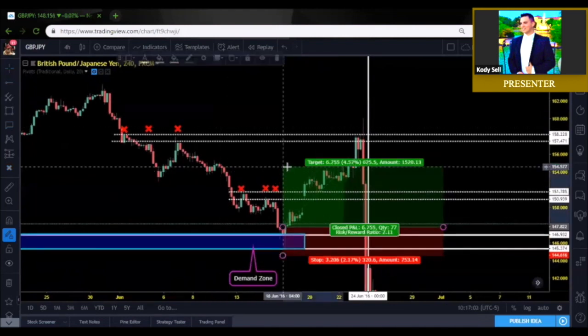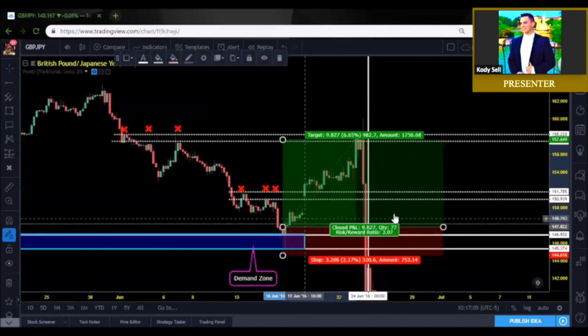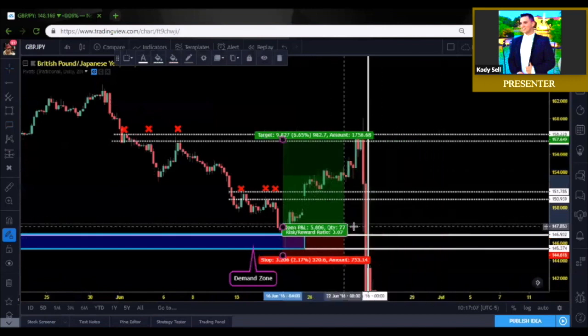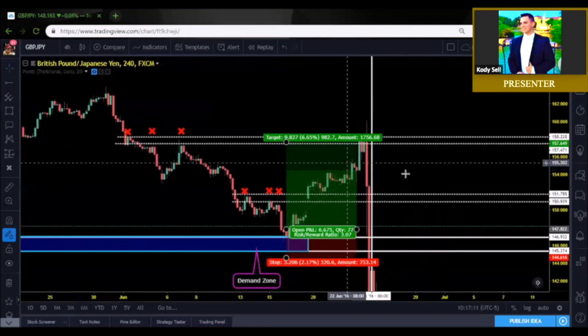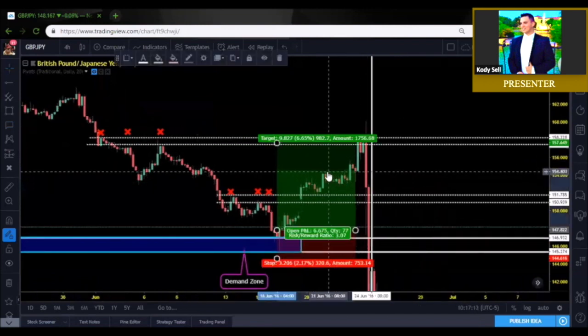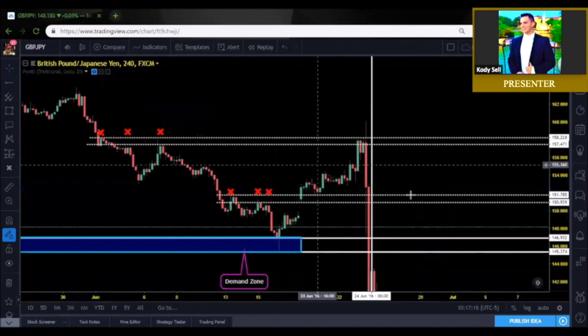Your buy trade from demand needed to be exited up here the second we saw the price halted at our supply zone. So there's a pretty simple 982 pips there. Let's get rid of this.